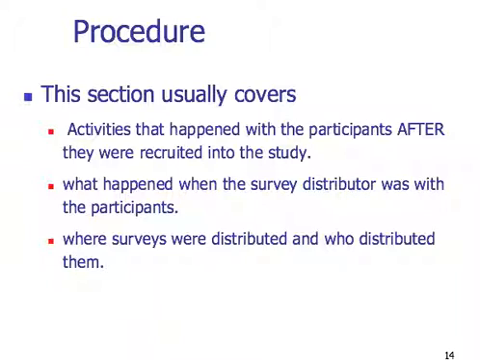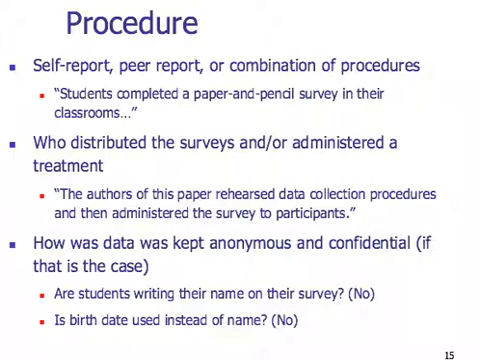Another section is the procedure subsection. We call it a subsection, and it usually covers activities that happened after the participants were recruited into the study. So what happened when, say, a survey distributor was with the participants? Where were the surveys distributed and who distributed them? In this section, you can mention whether your survey or other methods were peer report, self-report, or a combination of procedures.